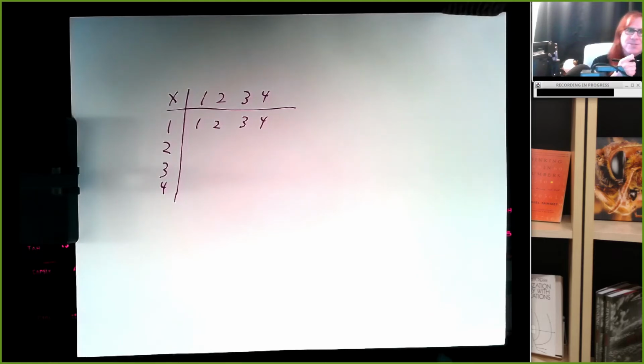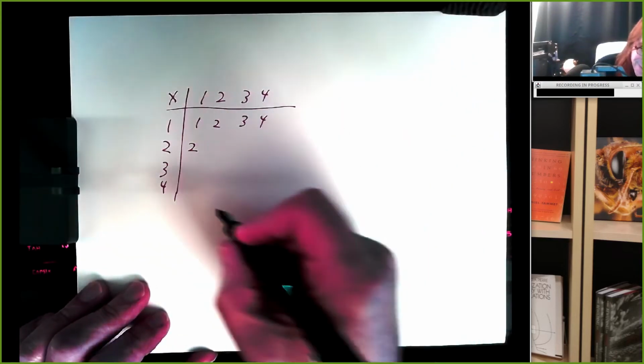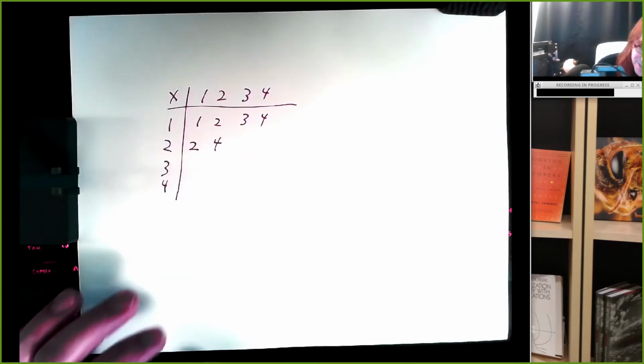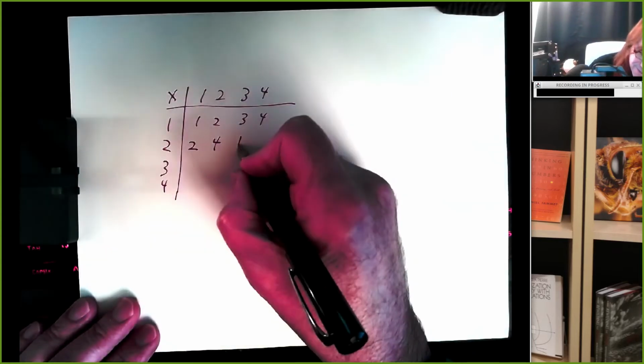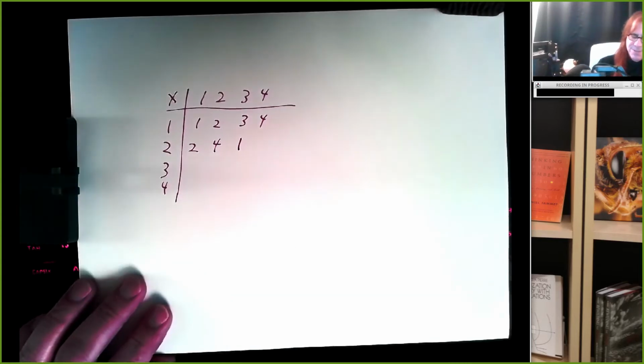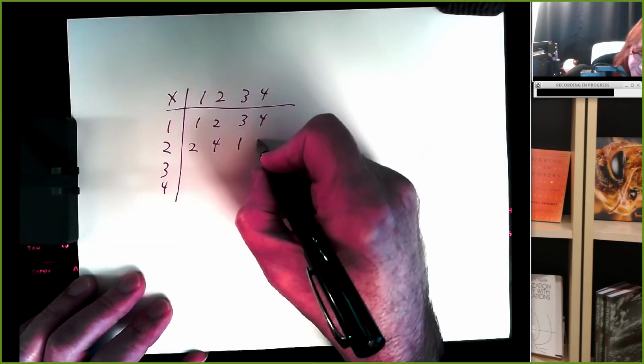Someone grab the easier ones because they're going to get harder. 2 times 1 is 2. 2 times 2 is 4. Alright, we're out of the easy ones. 2 times 3 is 6, which is congruent to 1. Excellent. And then 2 times 4 is 8, which is congruent to, oh boy, 2?